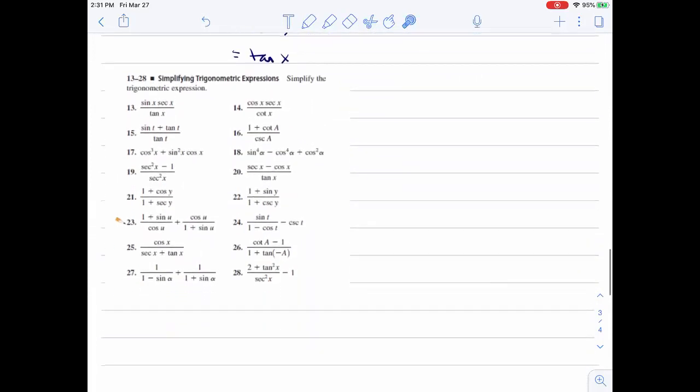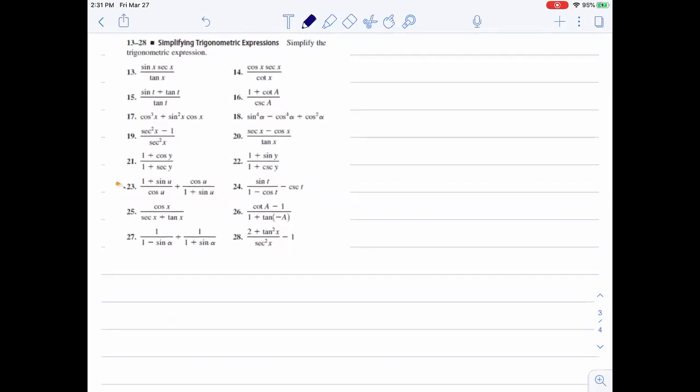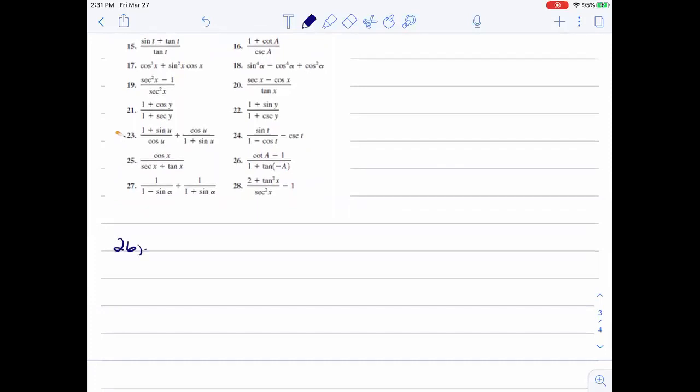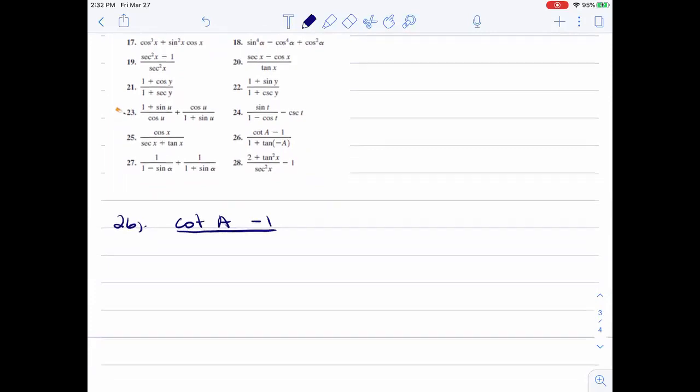So let's see here. Which one should we do? Maybe let's do some of these trickier ones. Let's start with 26. We're just simplifying these things, and I know that's kind of vague. So the cotangent of capital A minus 1 over 1 plus the tangent of negative A.